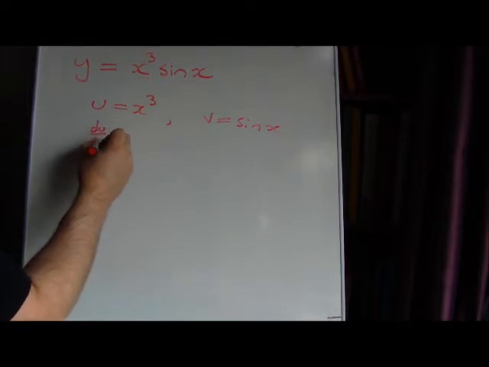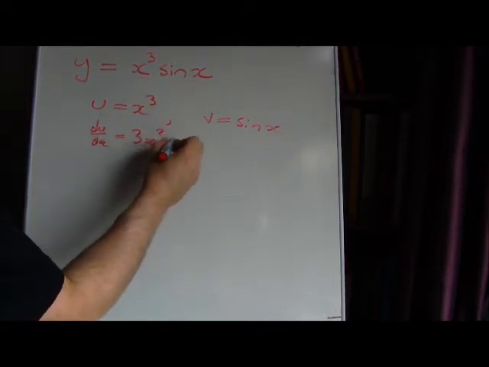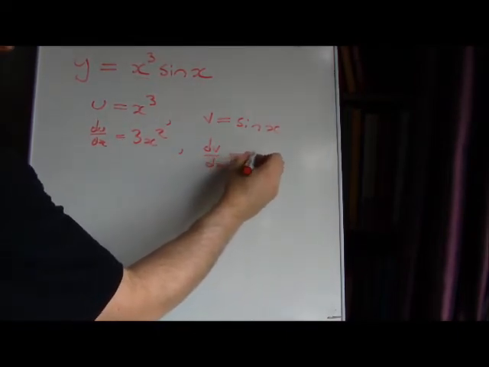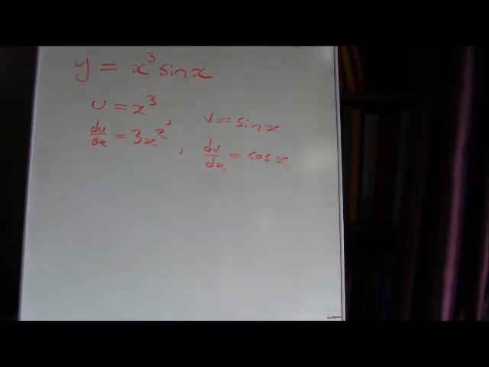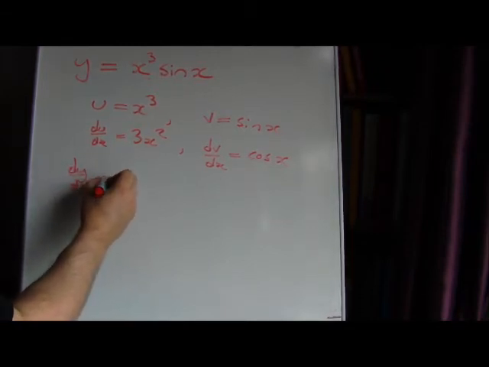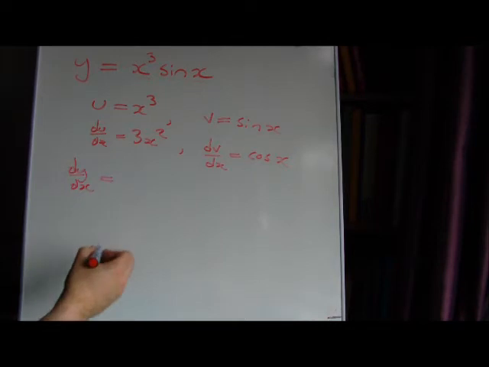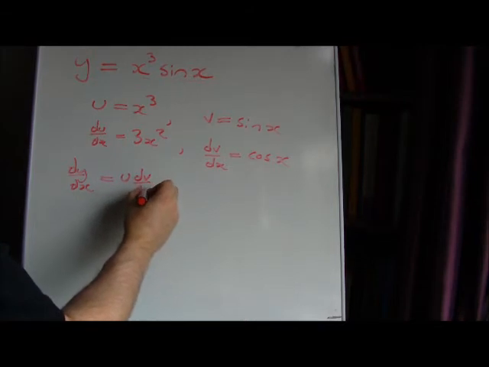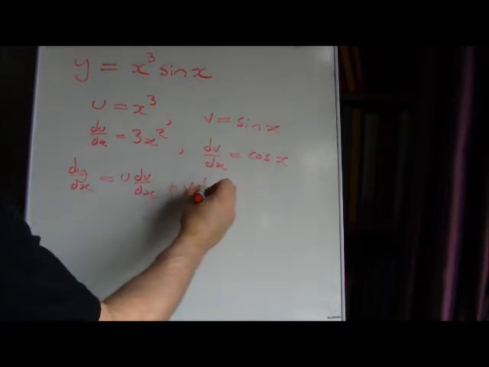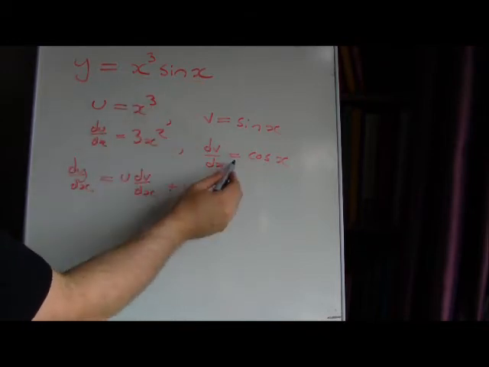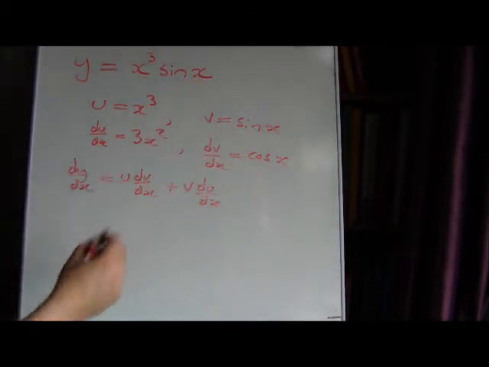If we differentiate each of these with respect to x, we'll get du dx, which is 3x squared, and if we differentiate the second one, we're going to get dv dx equals cos x. The product rule says that dy dx is assembled using those four results there. So it's u dv dx plus v du dx. If you look at how we've written them down, this is like cross multiplying them. So we're going to do these two multiplied plus these two multiplied.